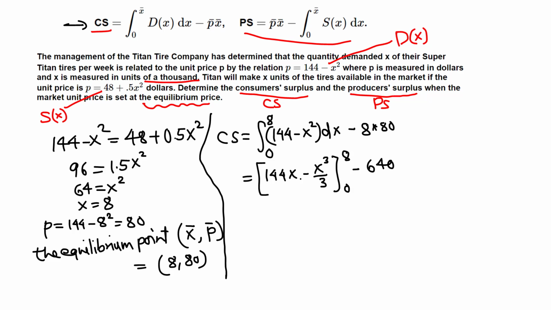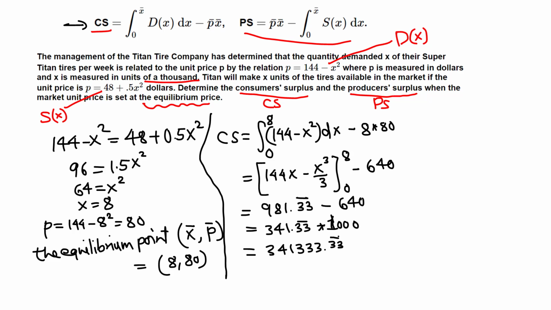The lower limit is 0, so 144 times 0 is 0, and 0 cubed is 0, so there's no contribution from the bottom. For the upper limit, use your calculator: 144 times 8 minus 8 cubed over 3. When you use your calculator, you get 981.333 repeating, minus 640, subtract, gives 341.3333 repeating. This would have been the final answer, but x is measured in thousands, so we need to multiply by 1,000. That gives 341,333.33. When we write down the final answer, let's put it in terms of 2 decimal places, 341,333.33 dollars. Okay, that is the consumer surplus.